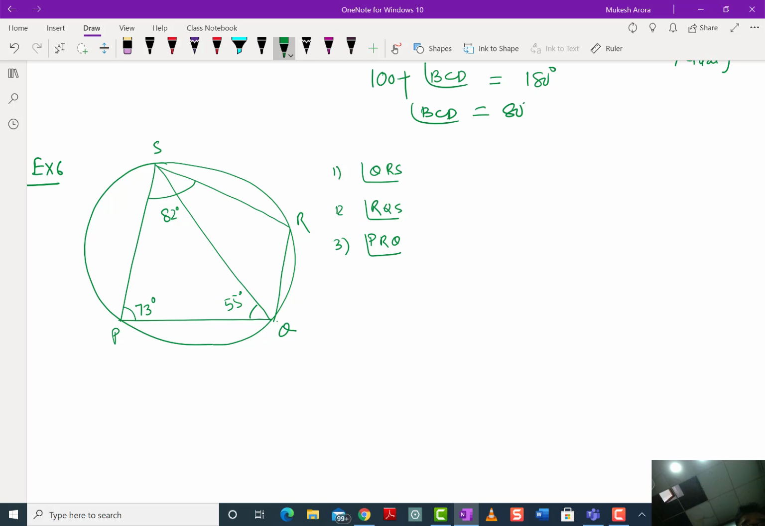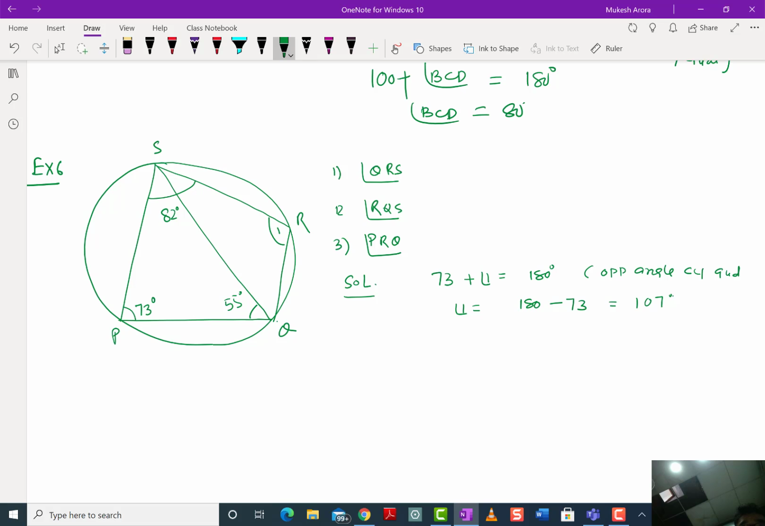So first of all, we will find angle QRS, angle 1. Solution: 73 plus angle 1 is equal to 180, opposite angles of a cyclic quadrilateral. So angle 1 is equal to 180 minus 73, which is 107.